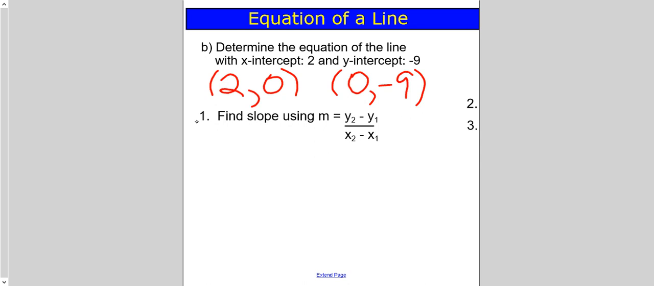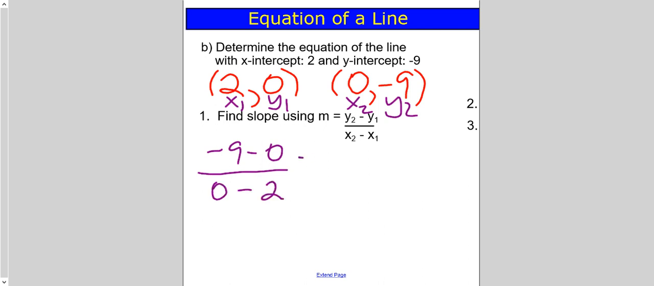Let me just do that here. And so this is x1, y1, x2, y2. All right, -9 minus 0. I like these zeros. It makes it so easy to calculate. And then 0 minus 2. Okay, which gives me -9 over -2, which is 9 over 2. And that's my slope. All right, not a very pretty slope. As we can see, it is a fraction.